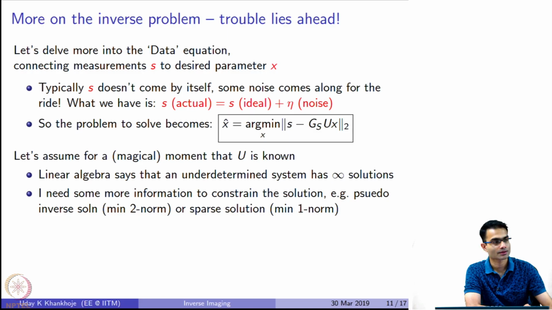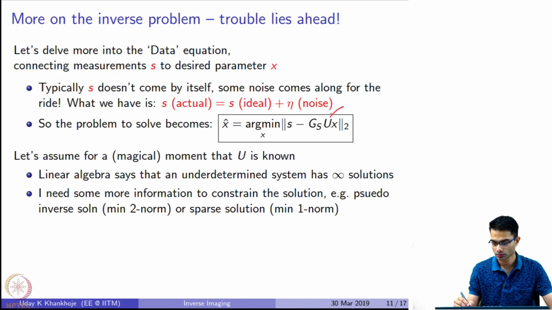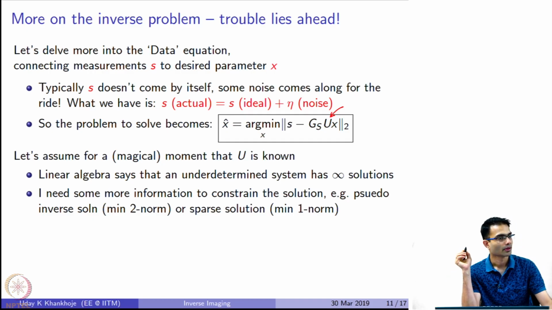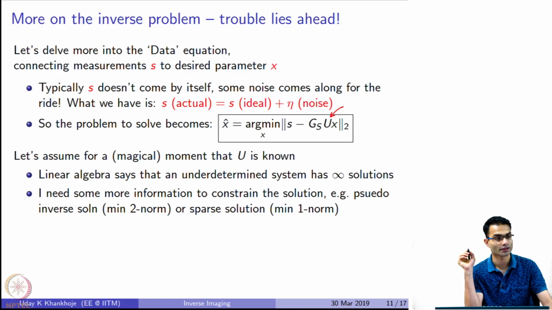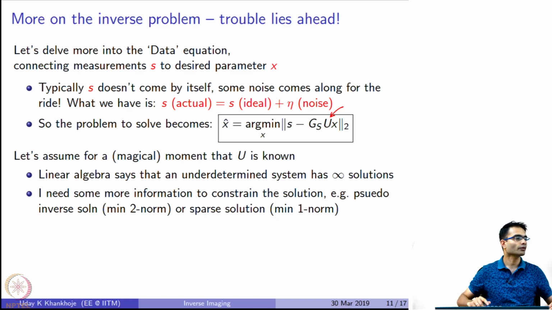So let's assume magically some oracle has come and given us this value of u. It's not realistic, but even if we had perfect knowledge of u, what is the problem? This part we have already discussed, that the underdetermined system will have infinite solutions. So there is some more information that needs to be provided to, in some sense, reduce the infinity, right.